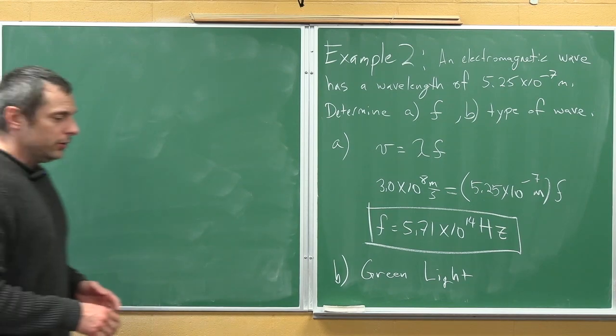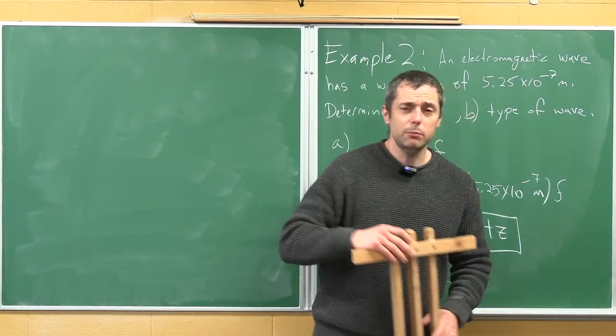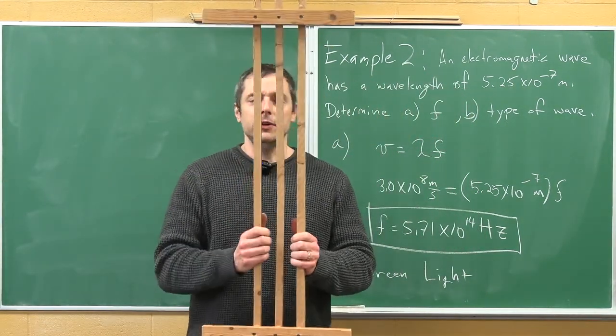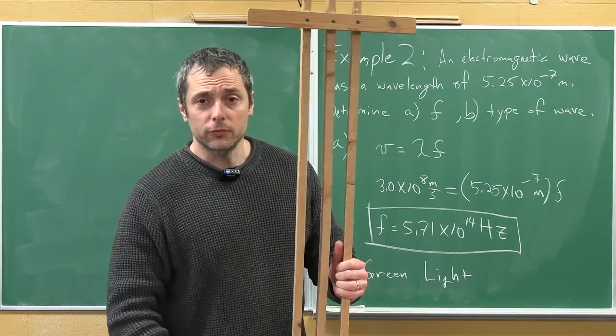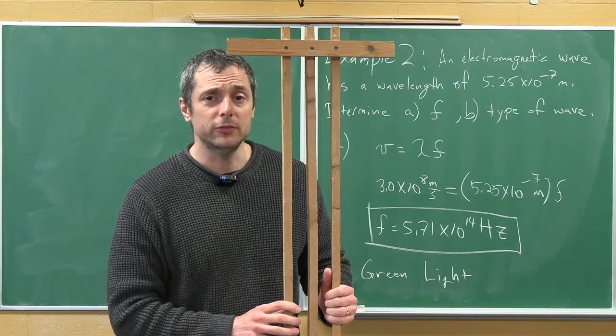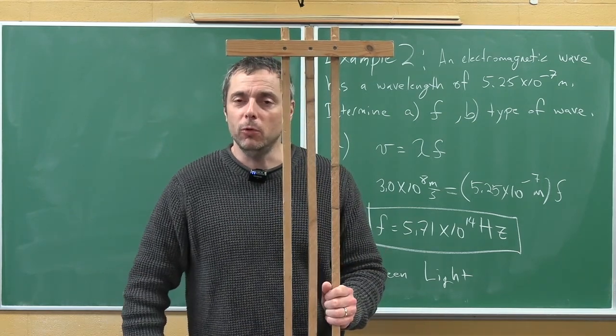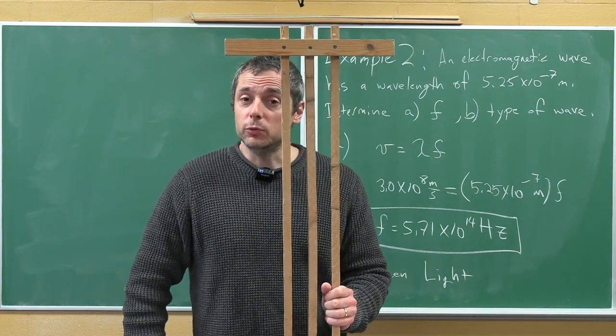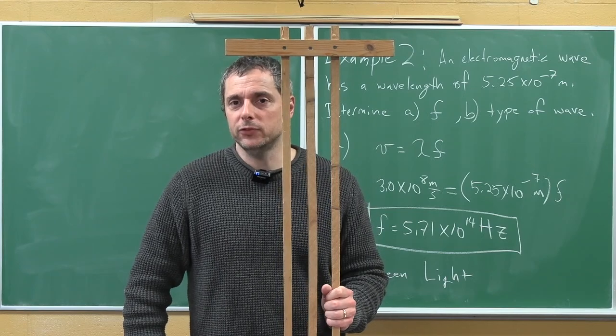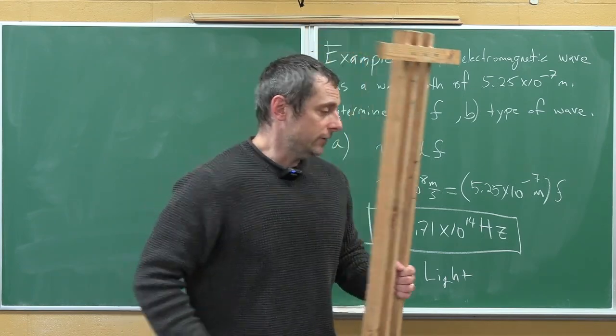Now, if I show you a model of a polarizer, what a polarizer is, it's a series of microscopic, very small grooves on a piece of plastic or a piece of glass. And what that does is it only allows a certain direction of vibration to pass through the polarized sheet.